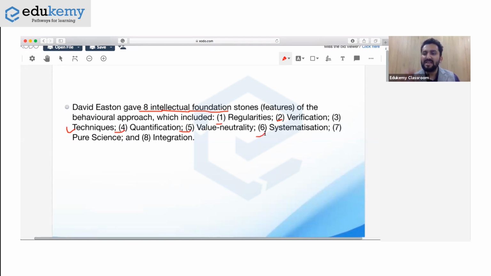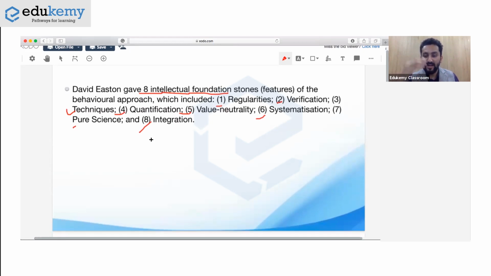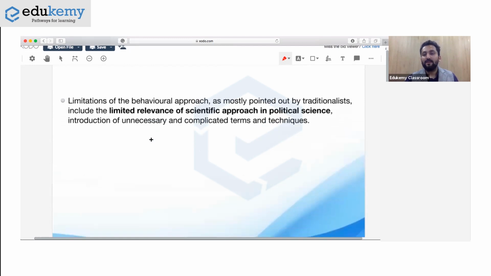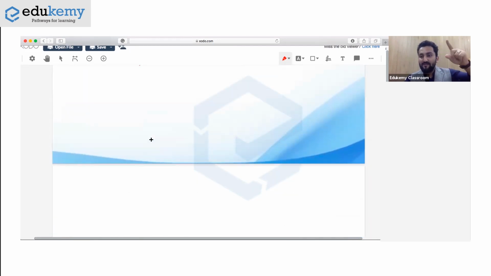There should be a particular systemization. It should be converted into pure science, and then it can be integrated into the system. Meaning, what is the duty of political theory? You should make a theory that brings some solution to the present crisis, and you can integrate it into our statecraft. Statecraft means how things are working in terms of government functioning, right? So these are the 8 foundation stones, I should say. So you have expanded on 2 things: the normative approach and the behavioralist approach.